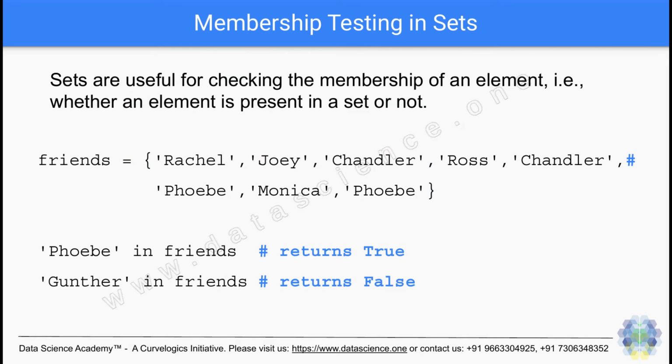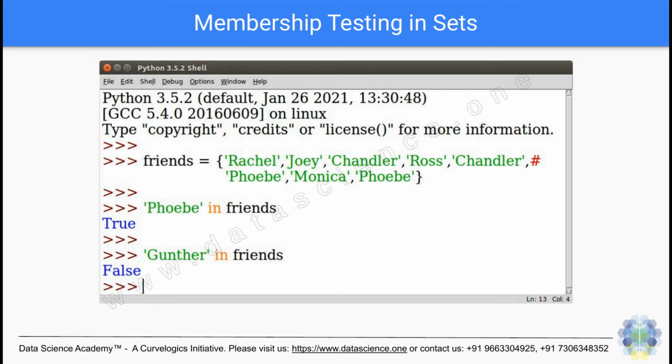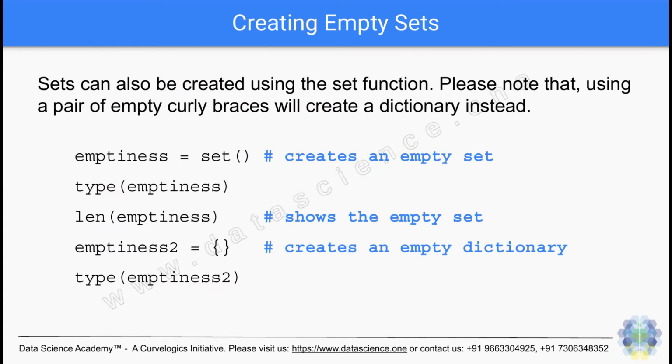Sets are useful for checking the membership of an element, that is, whether an element is present in a set or not. Using the same example as before, we can see that Phoebe is part of our set of friends, whereas Gunther is not. Sets can also be created using the set function. Please note that using a pair of empty curly braces will create a dictionary instead.